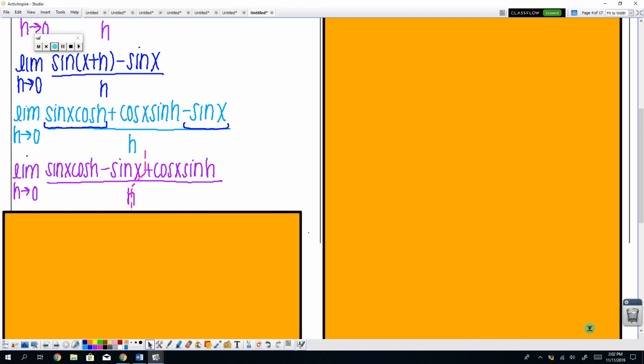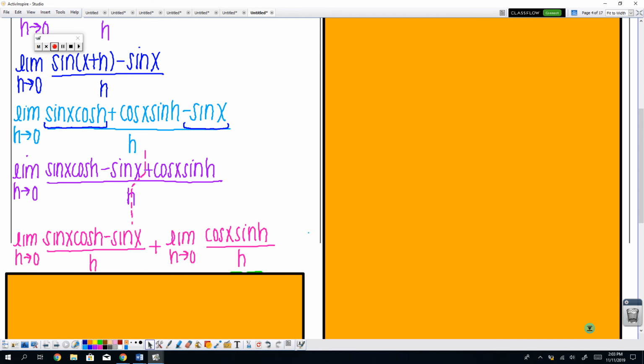Now if you'll notice what I did is I kind of put a little pink divider line on here because what you're going to do is you're going to separate it into two parts. So when you add two functions and you take the limit of them, you could do them separately and then add them. Okay? So that's what we're going to do here. We're going to rewrite them as separate things. So you're going to have the first half being sine x cosine h minus sine x all over h. And then you're going to have the second half being cosine x sine h over h. So here I have them rewritten.